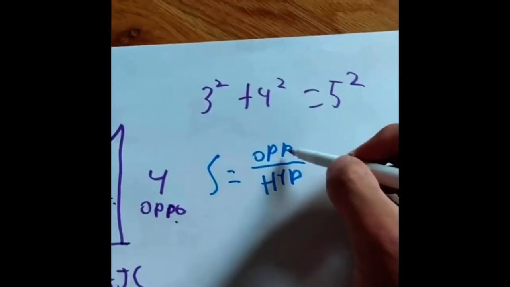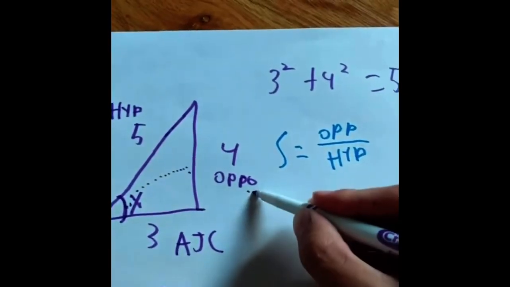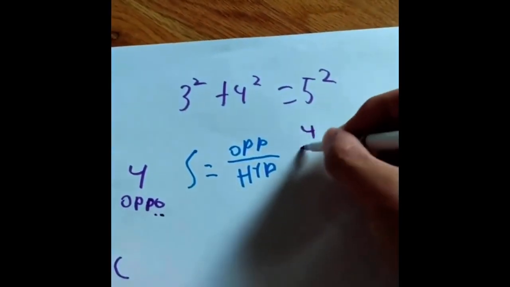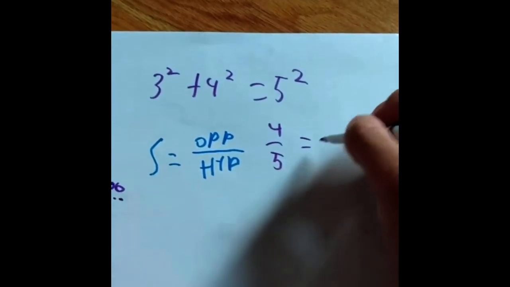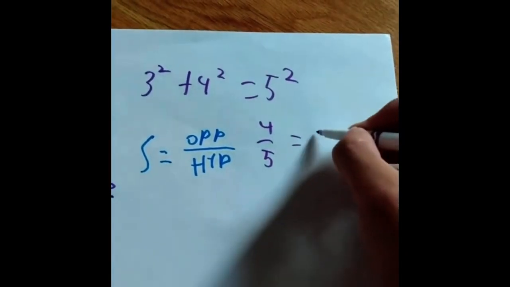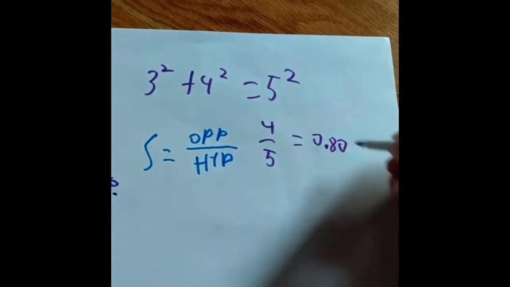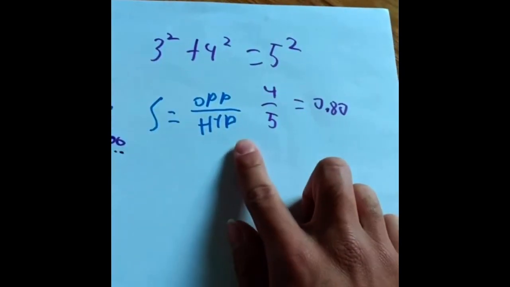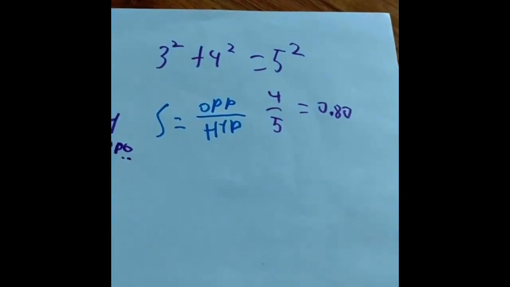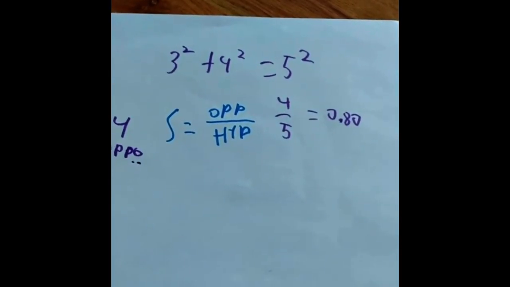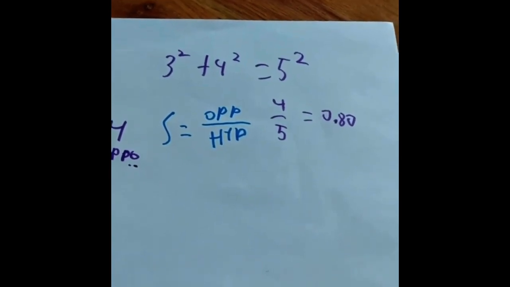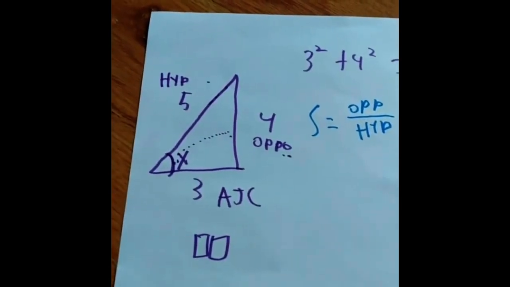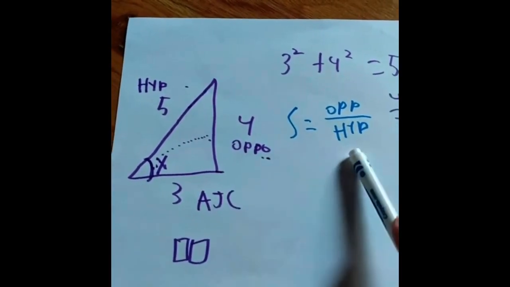With sine, it's going to be the opposite divided by the hypotenuse. So it's going to be 4 divided by 5. And if you want that as a decimal, you're going to get an answer of 0.80. That's what sine is. Sine is actually used in the real world when you're calculating the height or the distance of something. Sine can actually be used in a GPS, so you can get to your destination fast and safely. So that's why we use sine in real life.